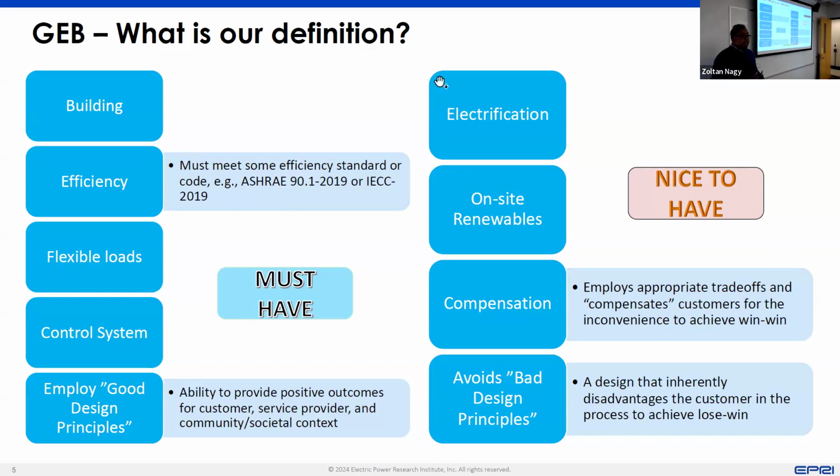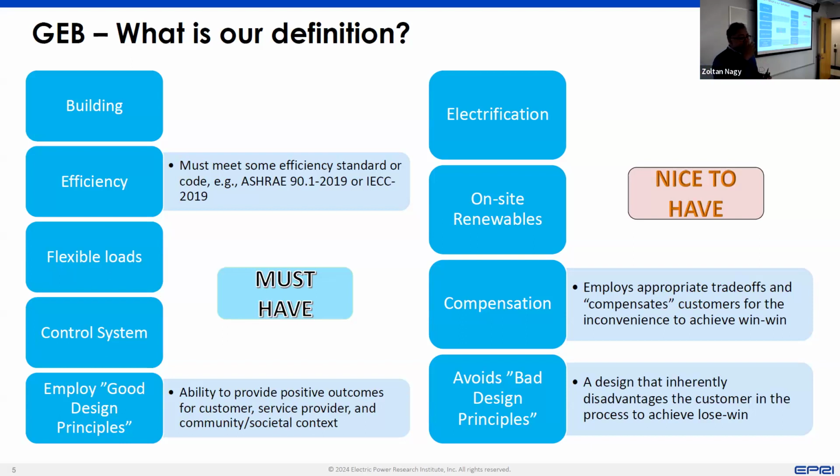It has to be efficient, and that efficiency definition comes from standards and codes. So the ASHRAE 90.1 standard or IECC code drives the efficiency standard. The third thing that is important is you need to have some flexible loads, and by that we mean loads that can be controlled through a control system. So you need to have flexibility, things that can be flexed and things that flex it: the flexible loads and the control system.